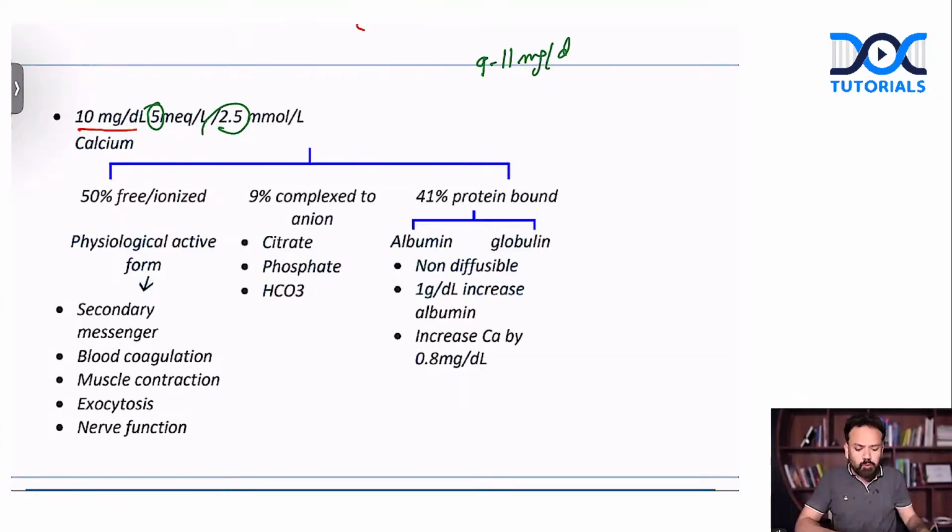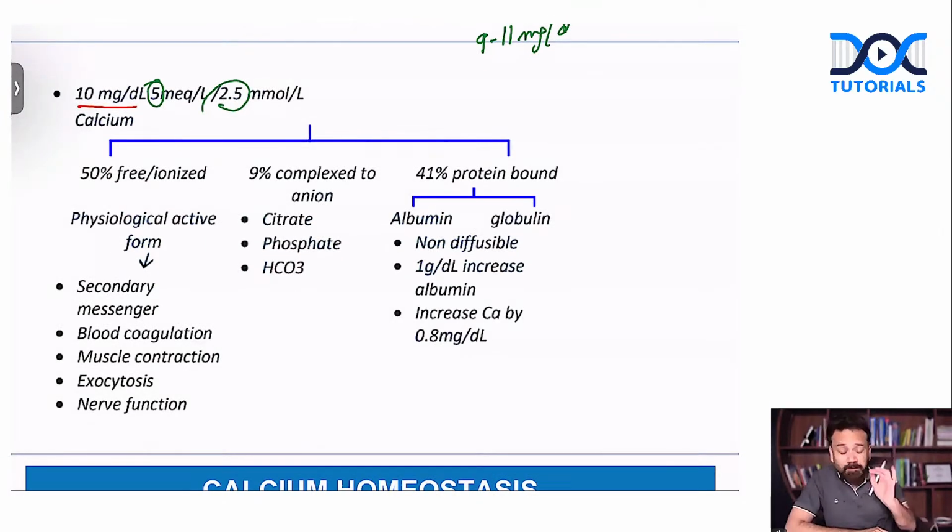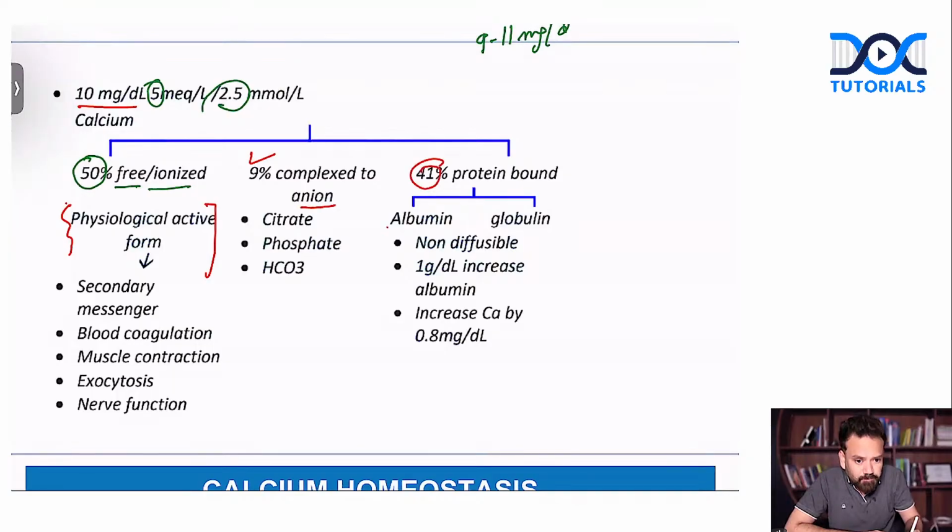Now, out of total calcium, only 50% is free or ionized, and this is the form which is physiologically active. The rest, 9%, is complexed with the anion, and 41% is protein bound, with the albumin or with the globulin. So the 50% free calcium is the most important one because it is the physiologically active form.